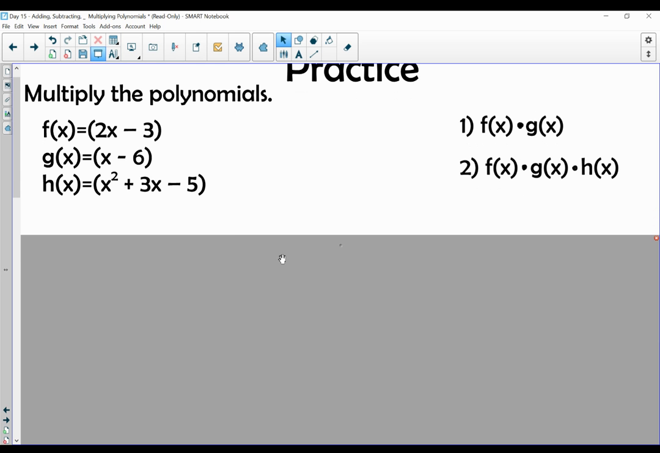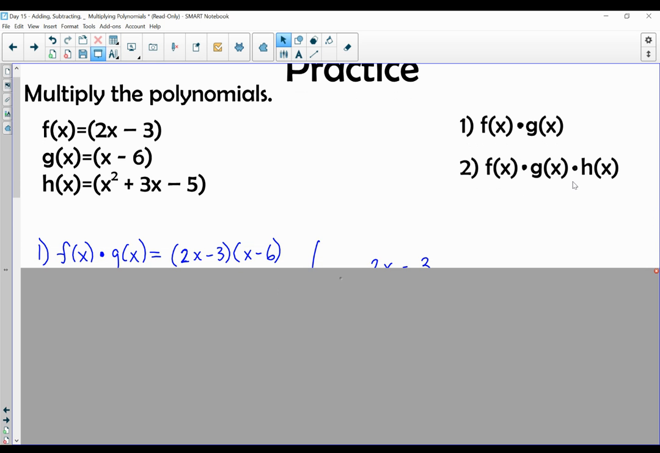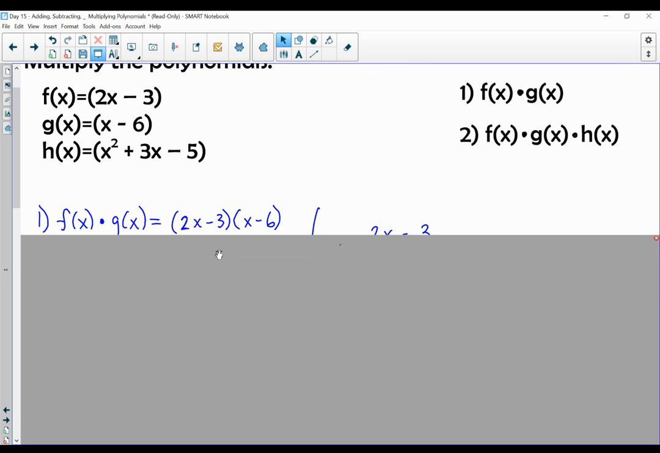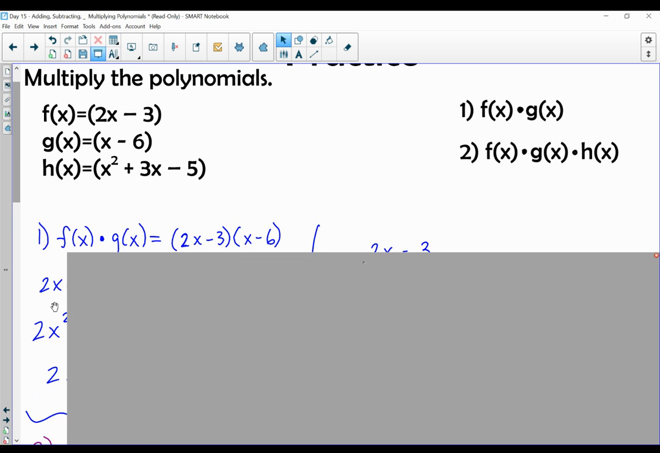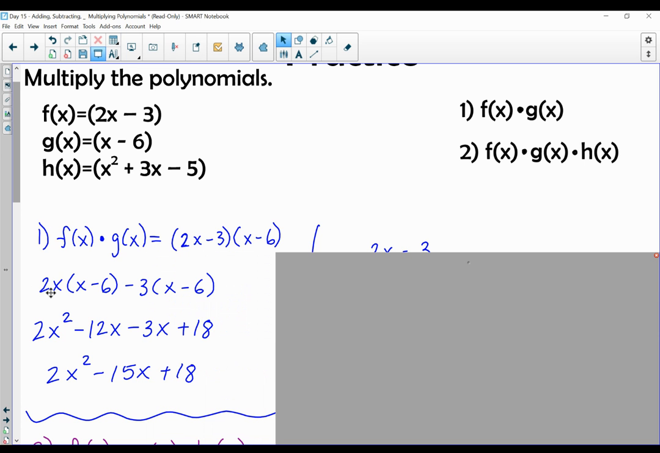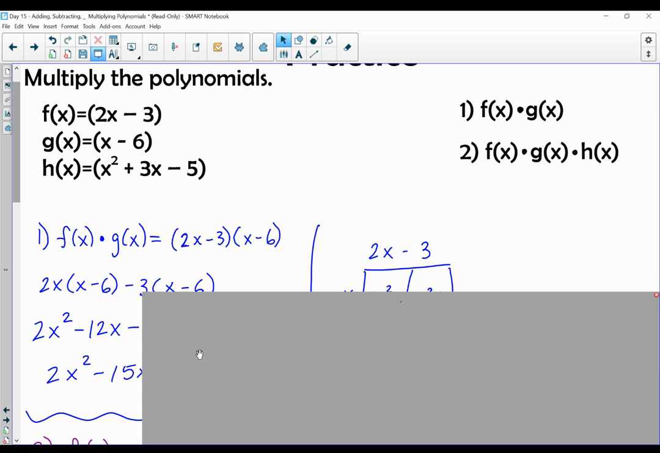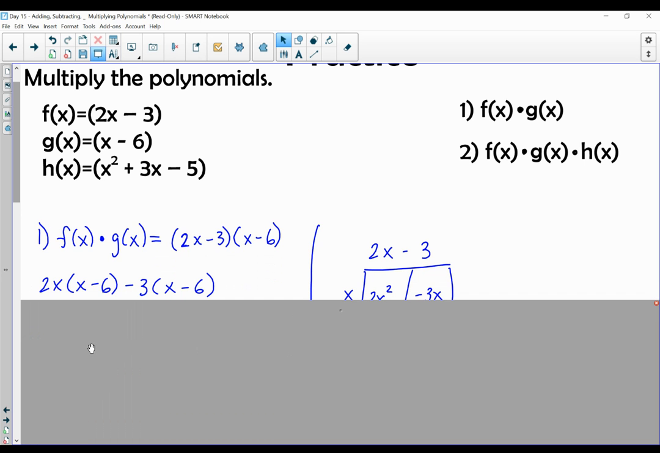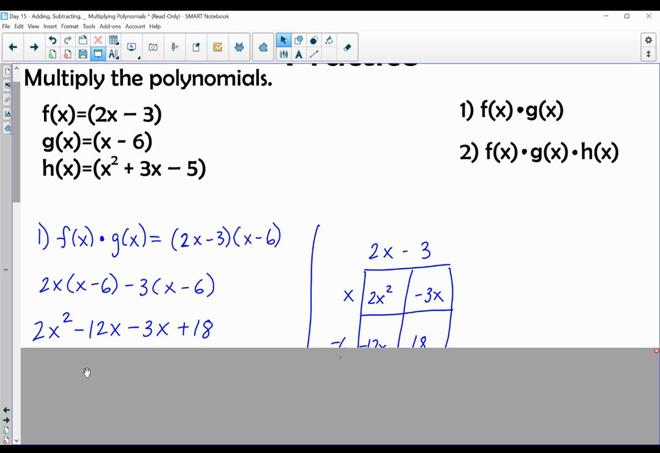So the first thing I'm going to do is multiply number 1, f of x times g of x. That is 2x minus 3 times x minus 6. I'm going to do this in box method and in distribution method. For distribution method, I'm going to multiply 2x times x minus 6 and negative 3 times x minus 6. Okay? And that ends up giving me 2x squared minus 12x minus 3x plus 18.